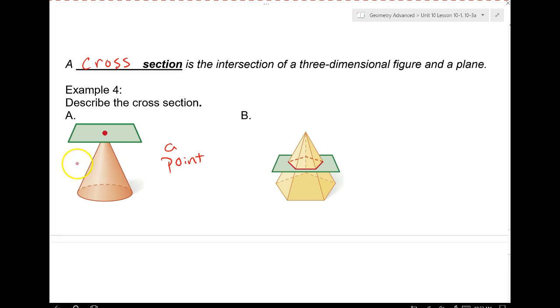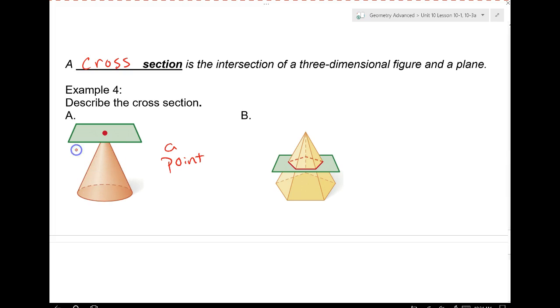Now, what would happen if I took that plane and intersected it lower? You'd have a circle. What if I had a plane and it was really skewed when I intersected it? What would my shape be? Careful, because if I hit it at a skew, that's an oval, isn't it? Or, fancy math term, an ellipse.